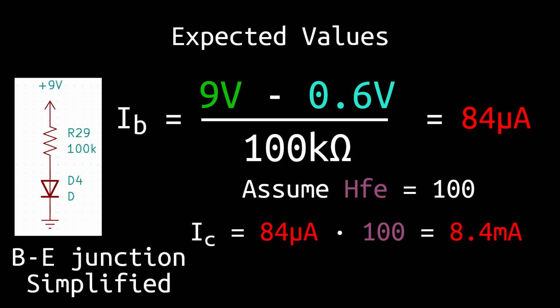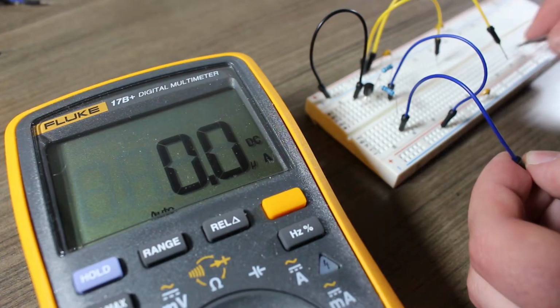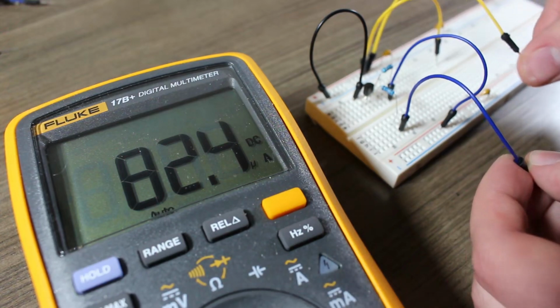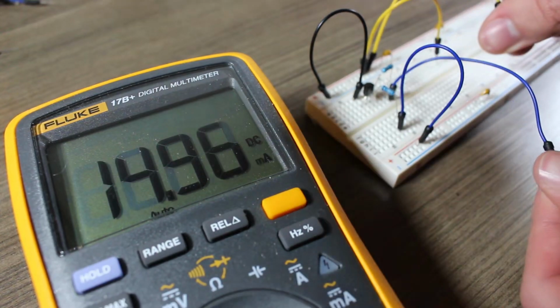If we take the middle gain value of about 100, then we can calculate an estimated output current of 8.4 milliamps. Now we should do an experiment to prove it. So here are the values that I collected. I measured a base current of 82.5 microamps and a collector current of 15 milliamps.